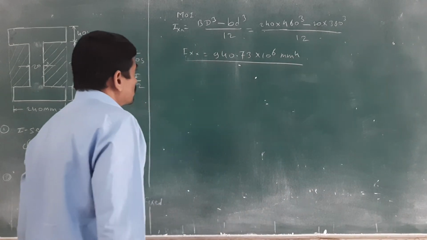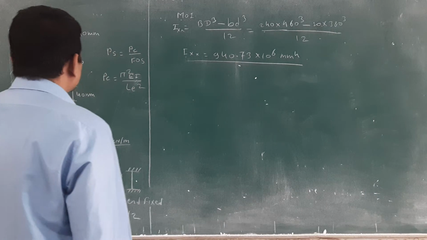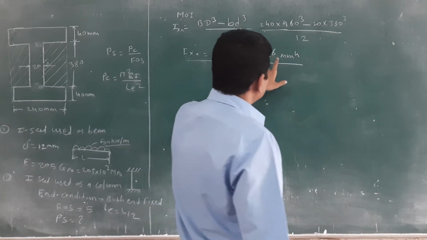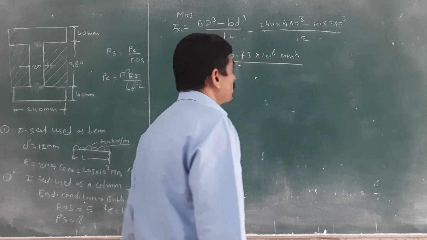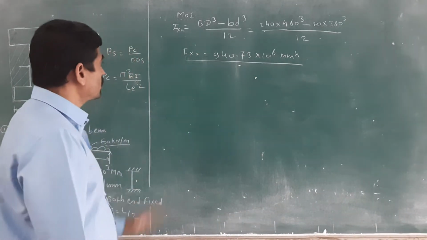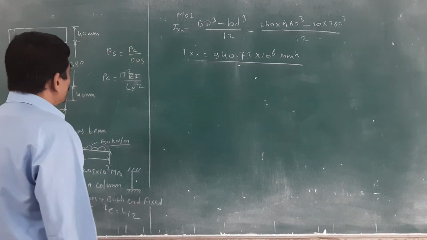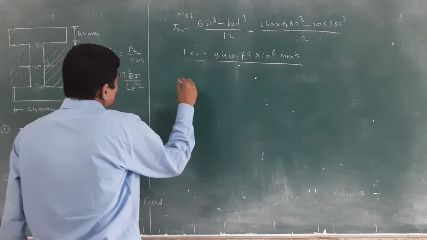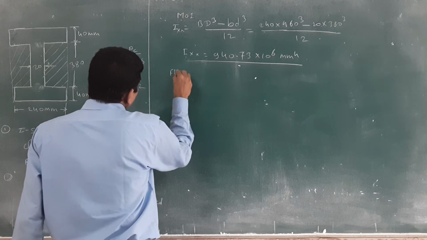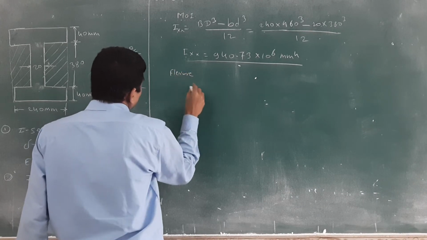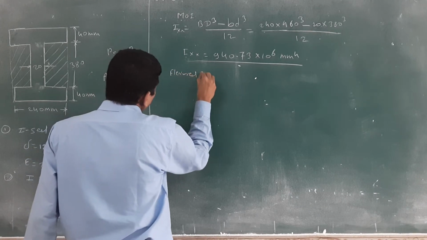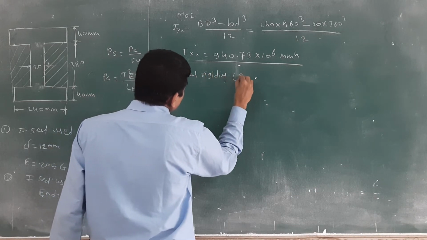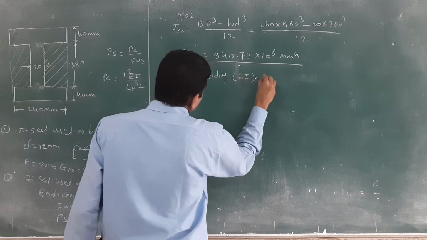In this first case you have the Ixx value equal to 940.73 into 10 raised to 6. What is the unit? mm raised to 4. You have seen this in the first lecture. Then what will we require? We require the EI value, which we have seen in unit number 3: flexural rigidity. What is the flexural rigidity? It is denoted by EI.